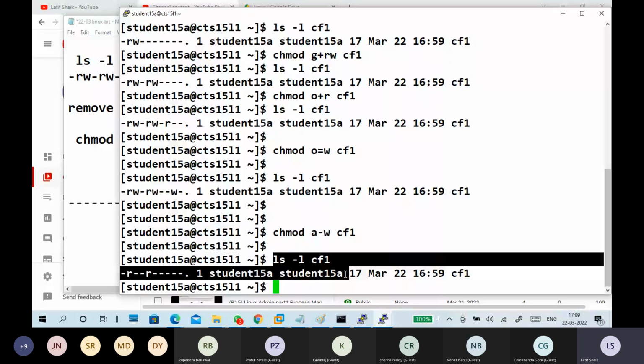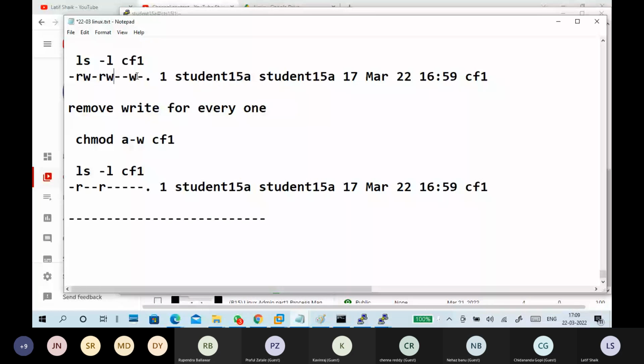Guys, the output is based on my previous one. This one. Okay. So this is a. Okay.